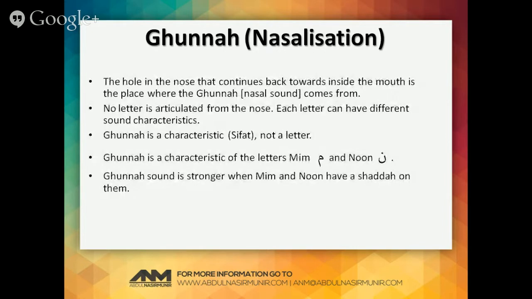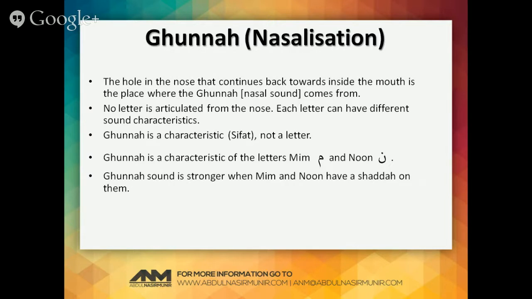The hole in the nose that continues back towards inside the mouth is the place where the ghunnah actually comes from. No letter is articulated from the nose. Each letter can have different sound characteristics. Ghunnah is not a letter, but it's a characteristic, meaning it's a sifa, a quality. Ghunnah is a characteristic of the letters Mim and Noon. So there's only two letters of nose, as we have studied in articulation points, which are Noon and Mim.